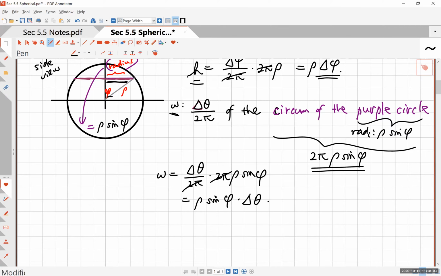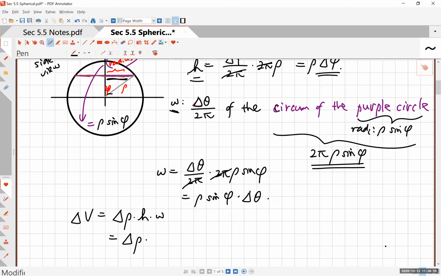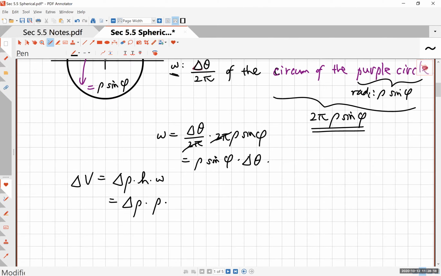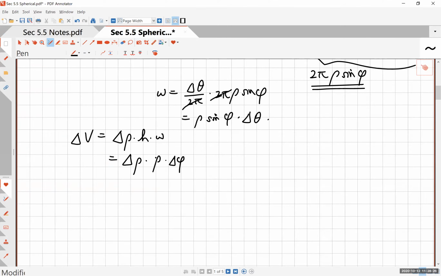And so here's the final thing. When you put this together, delta V, remember what delta V was? It's delta rho times the height times the width. But now we know the height: rho times delta phi. And then W turns out to be rho times sine phi delta theta.